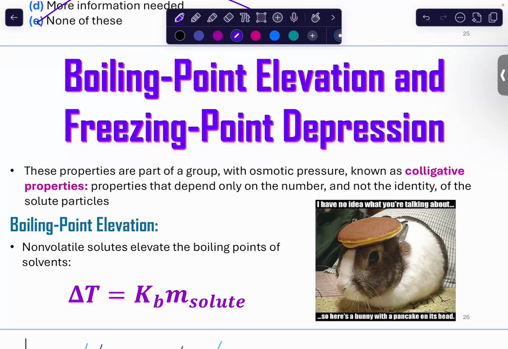Okay, now we're going to start talking about what we call colligative properties. These are properties of solutions that depend only on the number, not the identity, of the solute particles. The first one we have is boiling point elevation. There's not a ton on this in the book because it's one of the least commonly used laboratory procedures. In a lab, you're more likely to see freezing point depression than boiling point elevation. But you dump a non-volatile solute in, and the boiling point of the solution goes up.